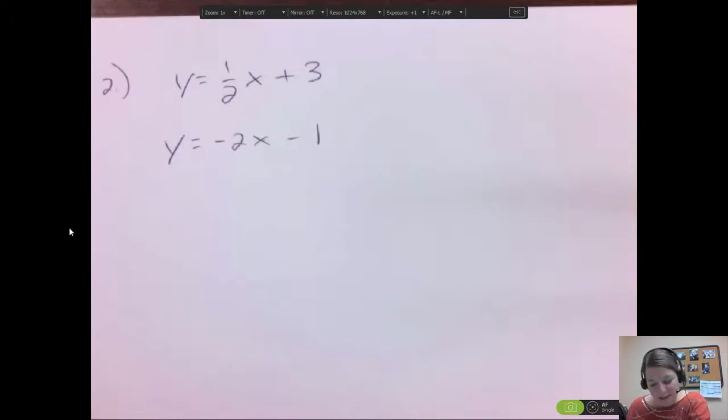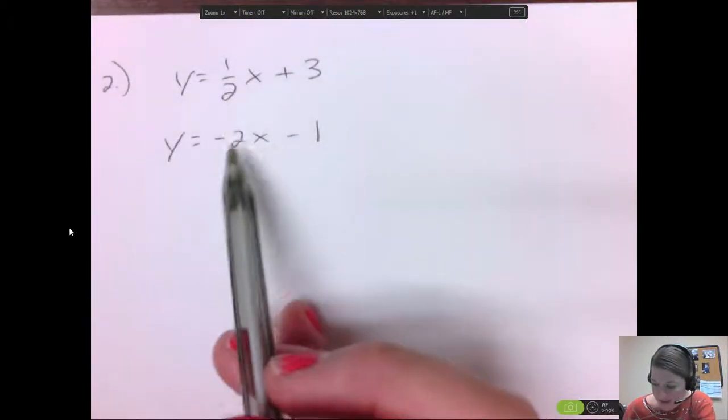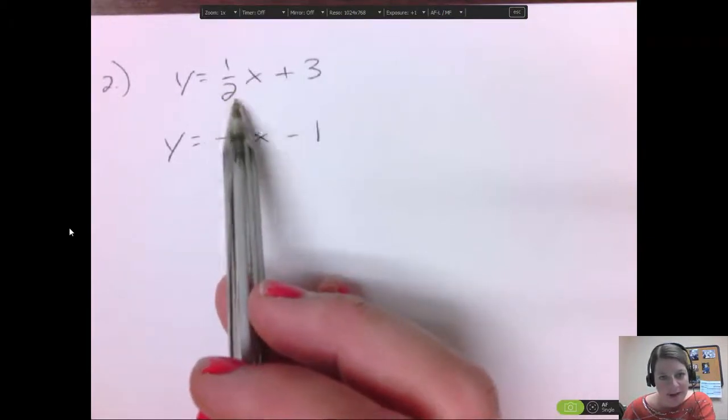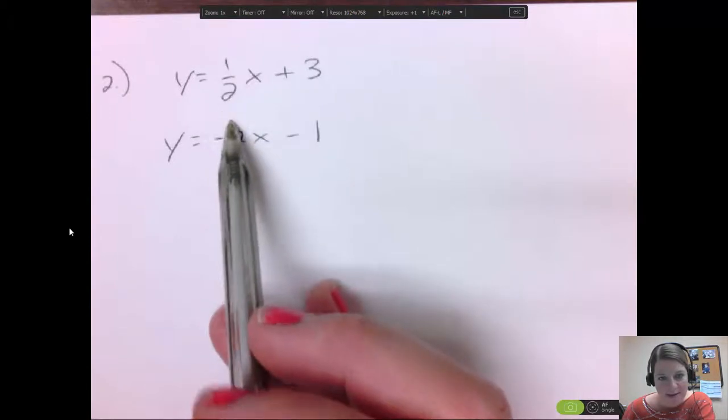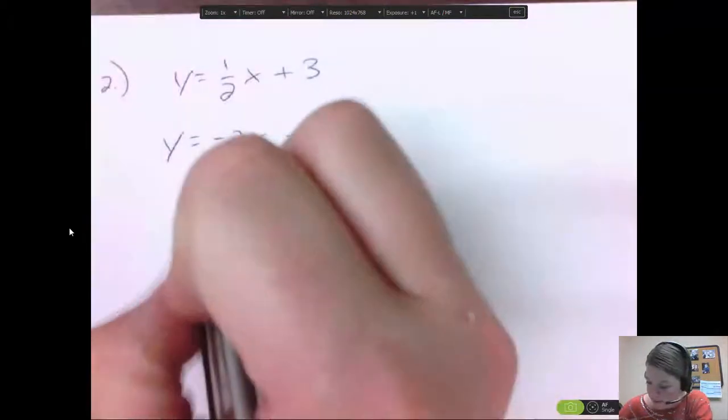All right, so let's look. The slope is 1/2 and negative 2. So if I flip the 1/2 over, I get 2 over 1. Does that equal this one? Yes. Are they opposite signs? Yes. So this is perpendicular.